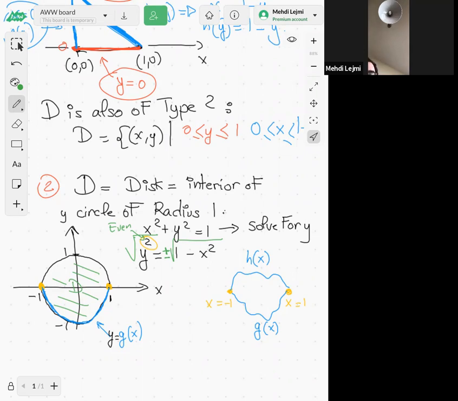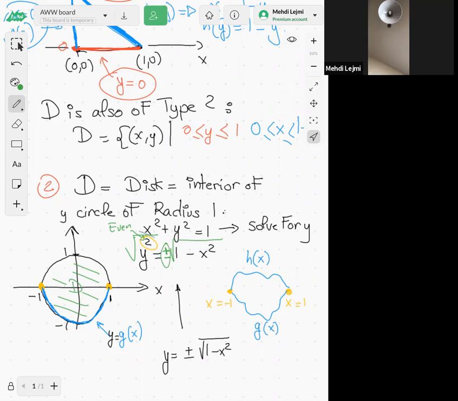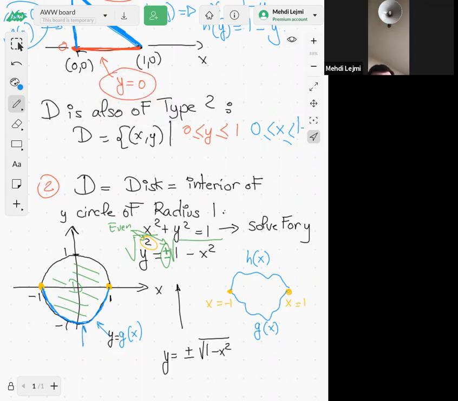So when you solve for y, you're going to have y equals plus or minus square root of 1 minus x squared. Again, we have plus or minus because the power is even. If the power was odd, of course, there would be no plus or minus. Now, for my g of x, the graph of this function below the x-axis, is it plus square root of 1 minus x squared or minus square root of 1 minus x squared?